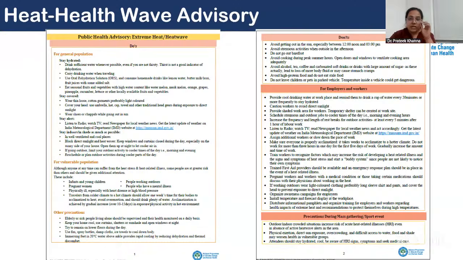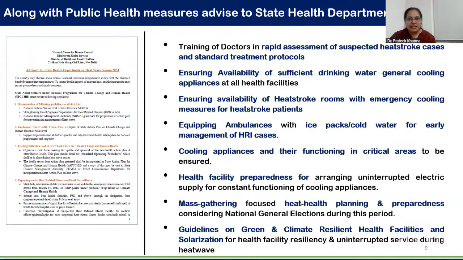Along with the public health advisories that we have shared, we also have to look at health facility preparedness. If there is any mass gathering because of elections or other purposes, see that ambulance preparedness, rapid response preparedness, and heat health planning are in place. It is the responsibility of everyone from SNO level to DNO, and also of the medical officers and reporting officers who report on the IHIP portal.